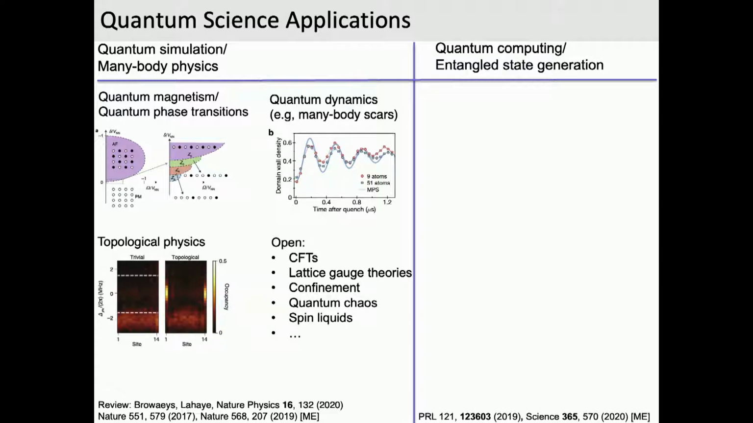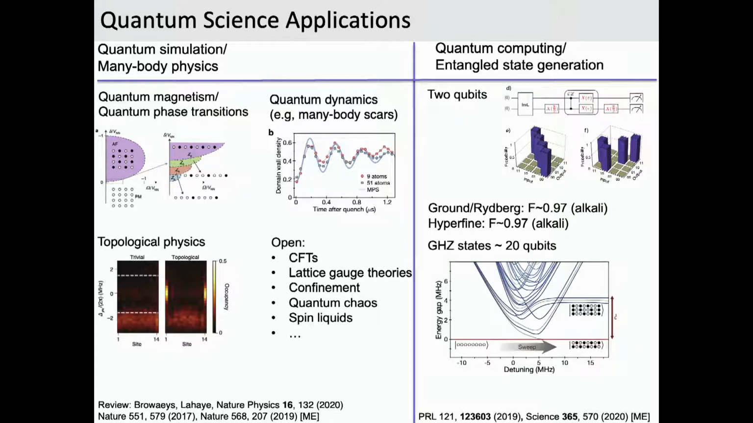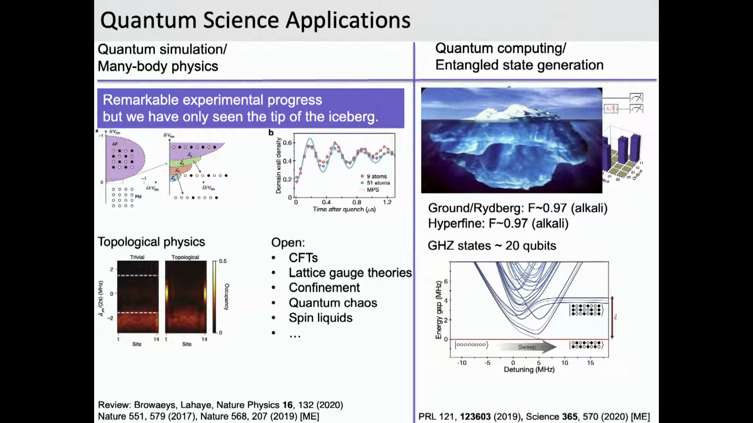It has also been used in a more quantum computing, entangled state generation context. If you look at two qubits and entanglement fidelities, you typically get about 0.97 in alkali atoms, and it depends a bit on also if you try to entangle in this ground-Rydberg manifold or map it back onto hyperfine levels. Another notable result is to generate GHZ states with relatively high fidelity on up to 20 qubits in these systems. So I think this is a very remarkable experimental progress, but I think we've only seen the tip of the iceberg here, so I think there's a lot more to be done.